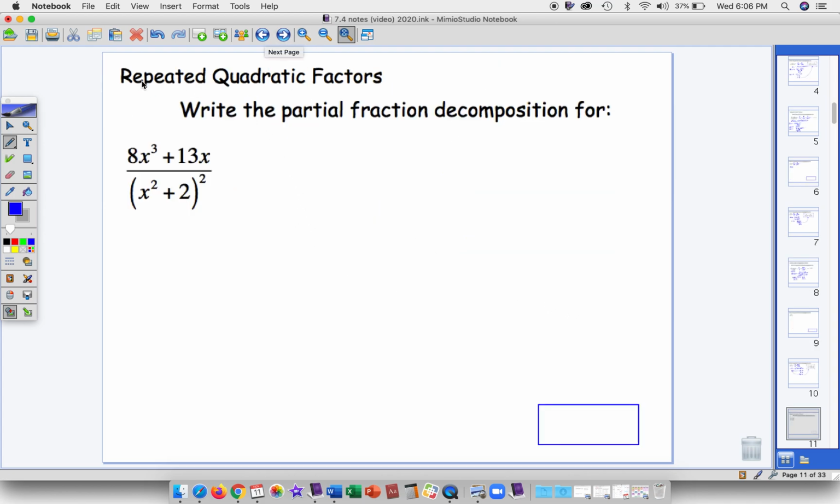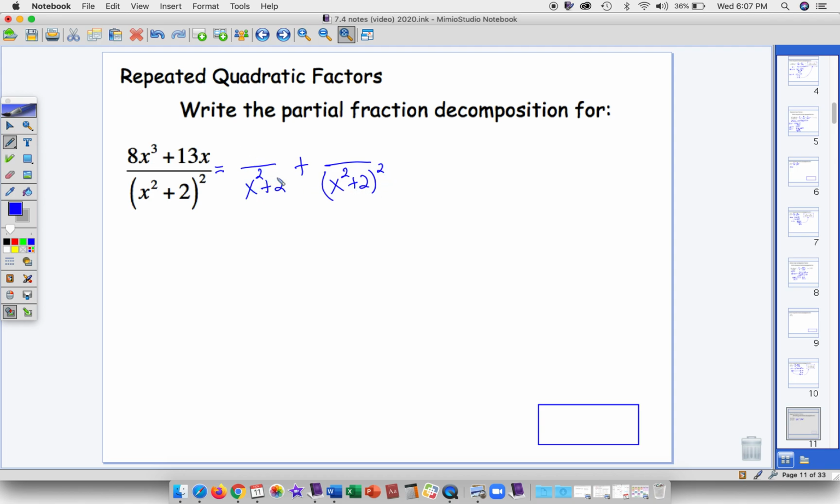Okay, the fourth type, repeated quadratic factors. So now, just like with the linear repeated, I need a term for each repetition. If this were to the third power, I would have 3 terms. Since it's to the second power, I'm going to have 2 terms: one for the factor itself, x squared plus 2, and one for x squared plus 2 to the second power.